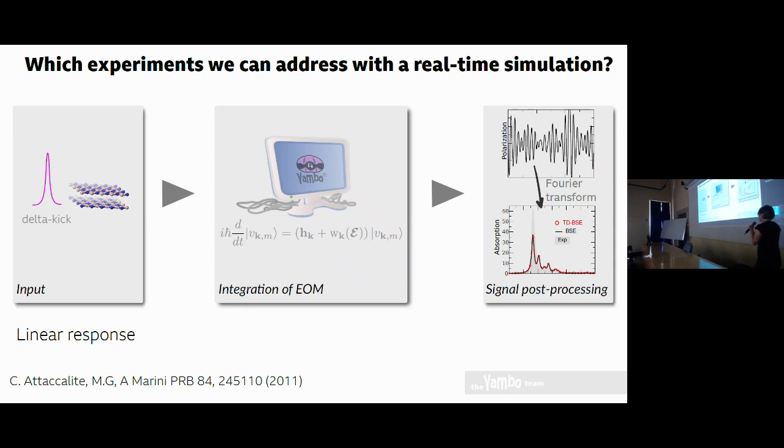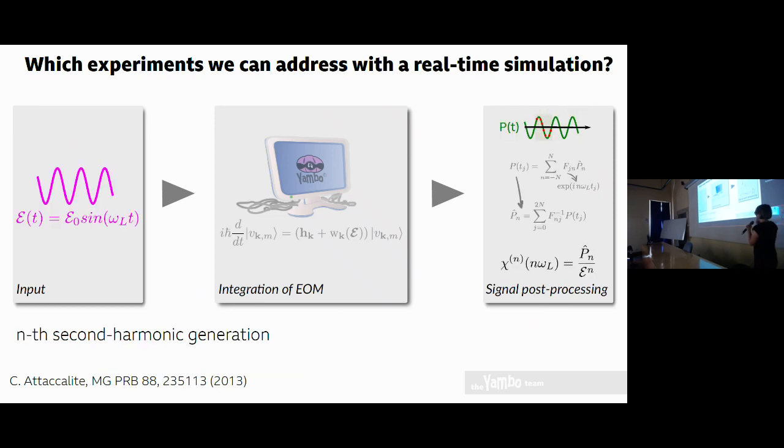This will just excite all the eigenfrequencies of the system, and then you can Fourier transform and get the peak, then get the absorption, for example, if you took the imaginary part.